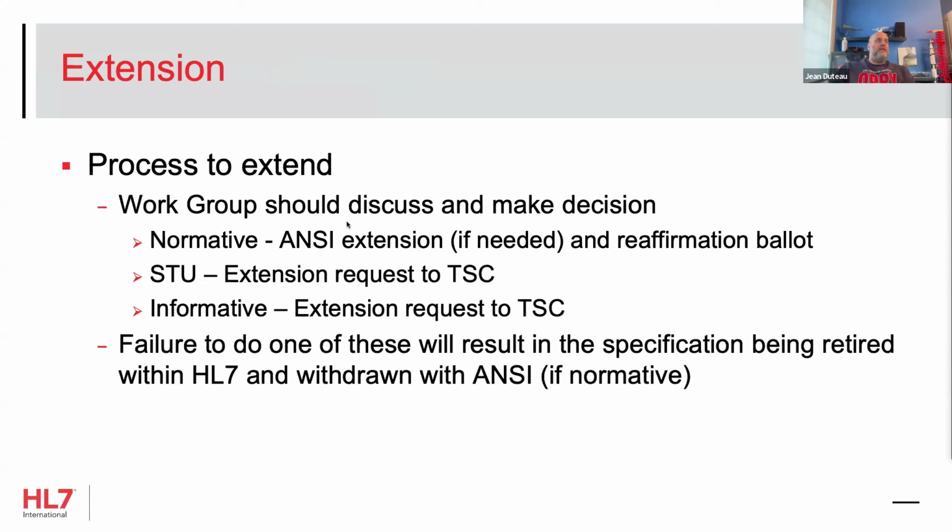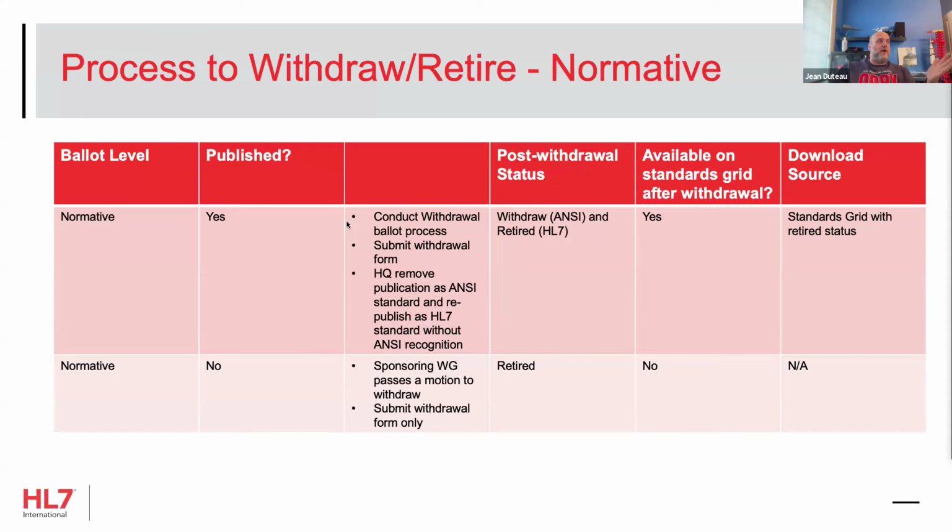For the process to extend, you basically discuss, make a decision, and then there are some forms you need to fill out. For the process to withdraw, again, there's a grid on the HL7 Essentials page that tells you what you need to do. Very often the work group has to pass a motion to withdraw, and then there's a withdrawal form and potentially a ballot that needs to happen.